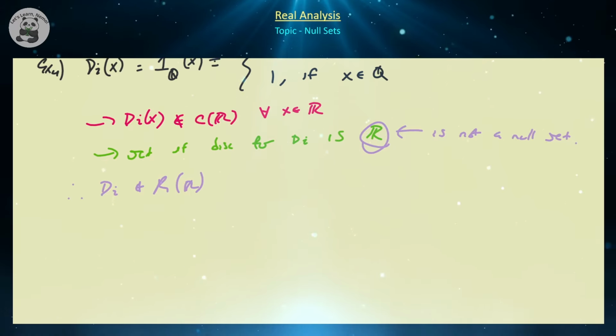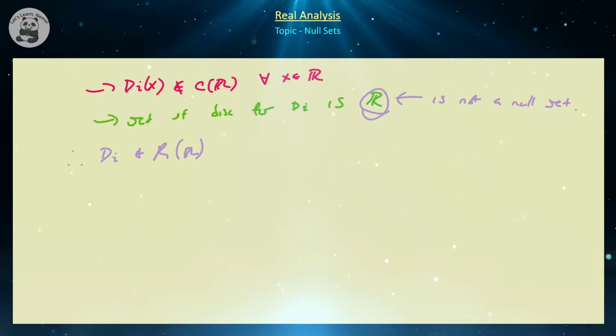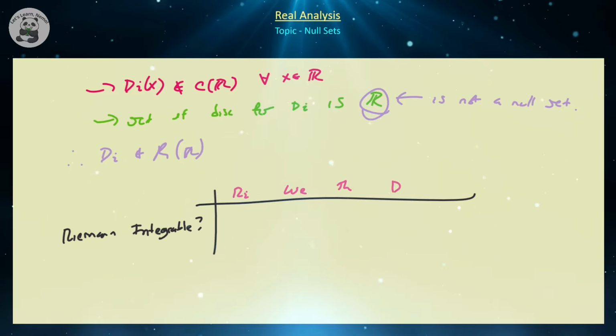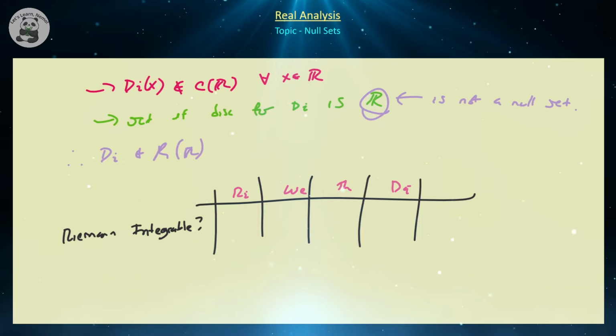So we can make a little table to sort of summarize these results. We're trying to answer the questions of Riemann integrability, and this is due to Lebesgue's theorem. So we have the Riemann function, the Weierstrass function, the Thomae function, and the Dirichlet function. And what was our conclusion for each of these four?